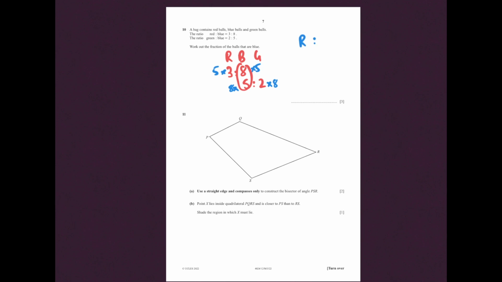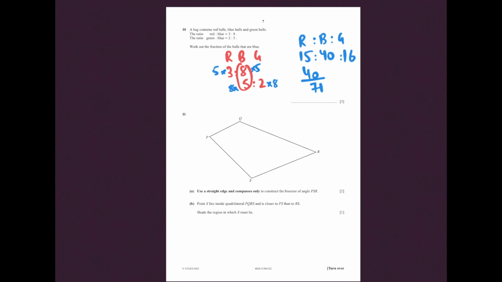So it's going to become red, blue, green: 15, 40, and what, bachche? 16. Now you need to write down the fraction of blue. So 40, and 15 plus 16 makes what? 31. That makes 40 upon 71.